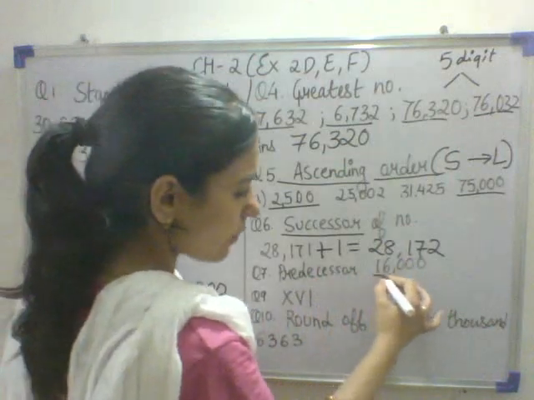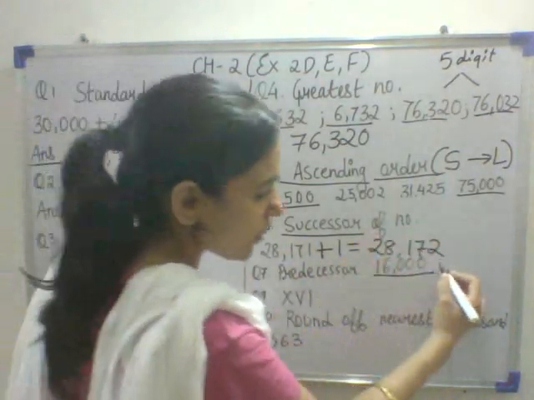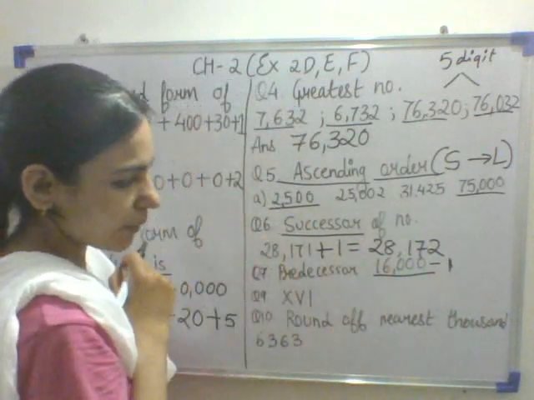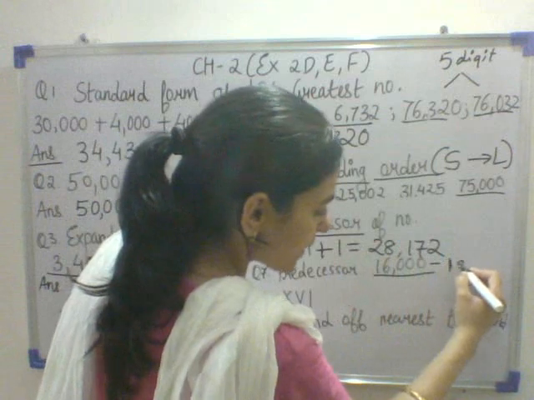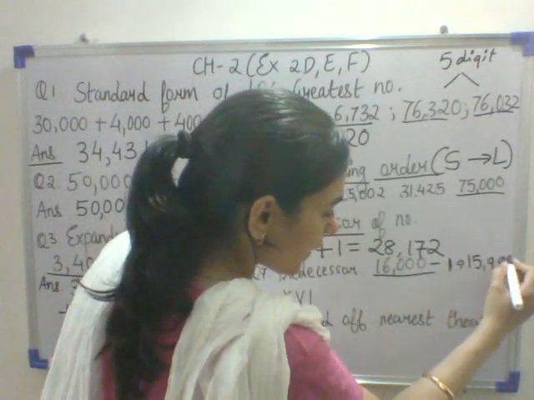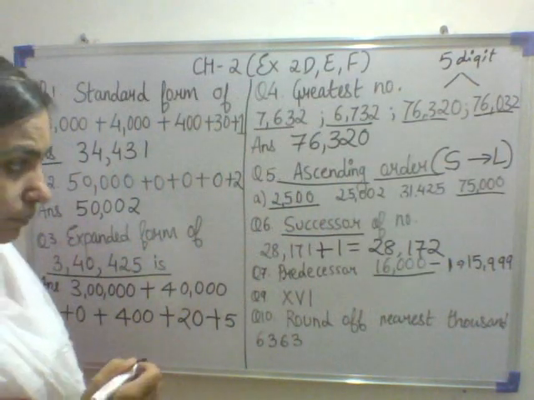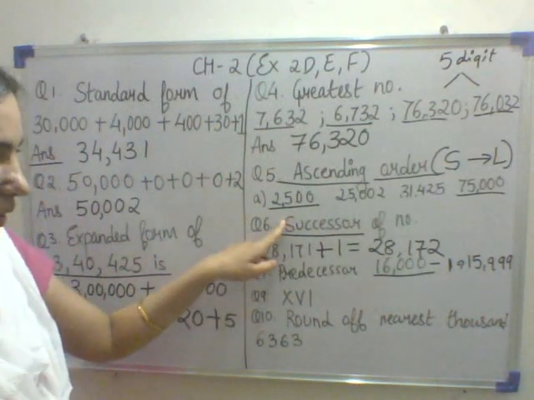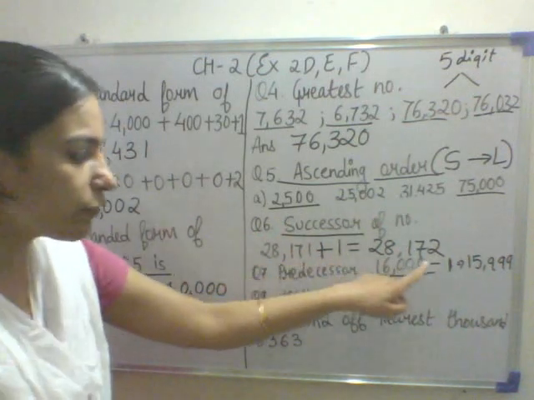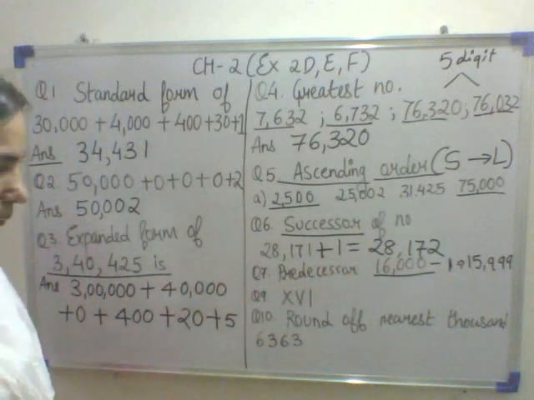The next is predecessor. You have to find the predecessor of this number. So predecessor means you have to subtract 1 from the given number. So what will be the predecessor of this number? It will be 15,999. So keep in mind, students, successor means you have to add 1 and predecessor means you have to subtract 1 from the given number.